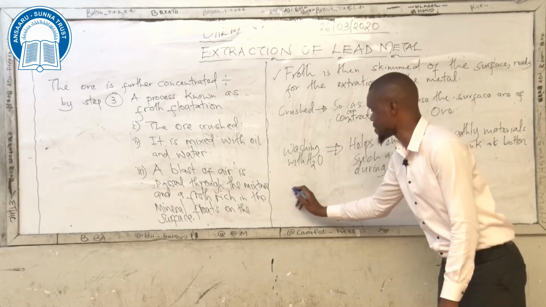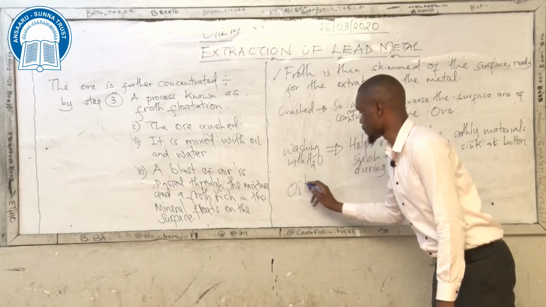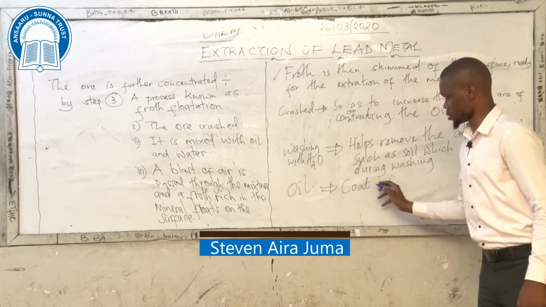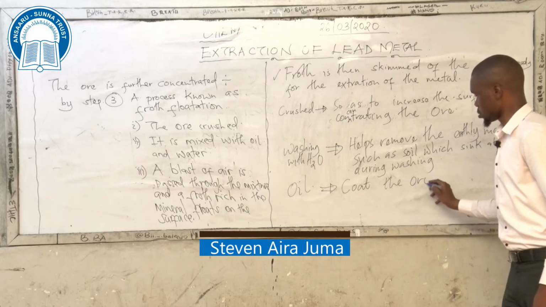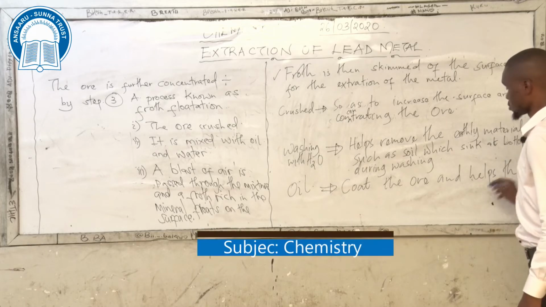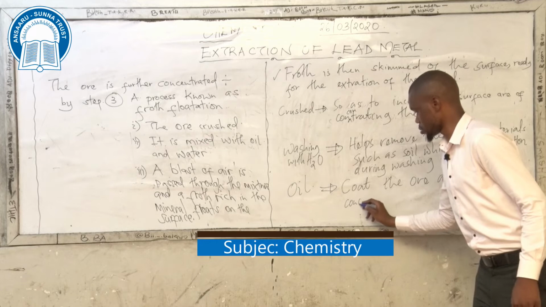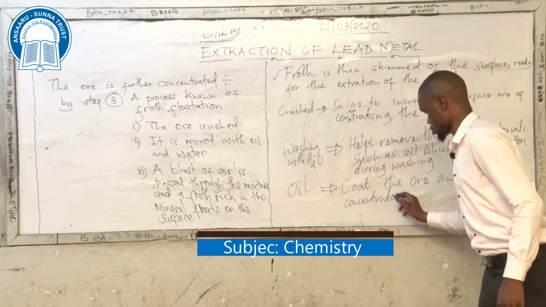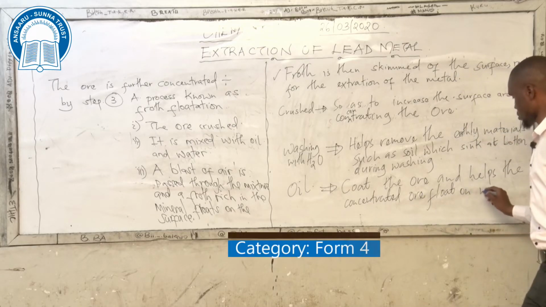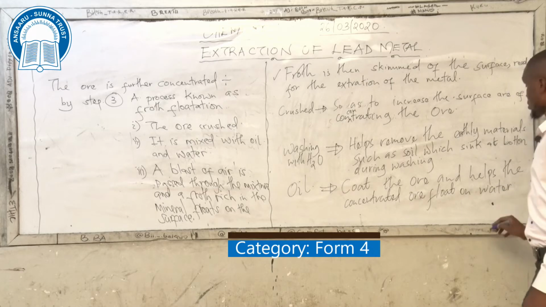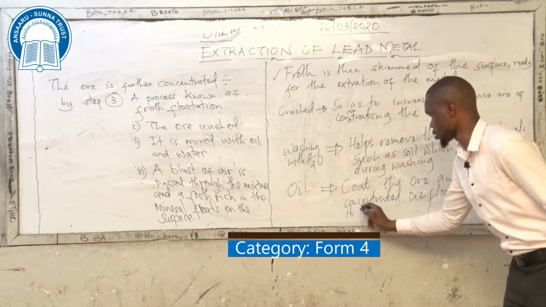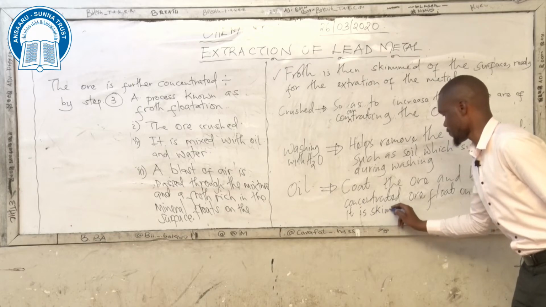Number three, we have talked about mixing with oil. What is the purpose of the oil? The oil here is purposely to coat the ore and help the concentrated ore float on water, where it is skimmed off.